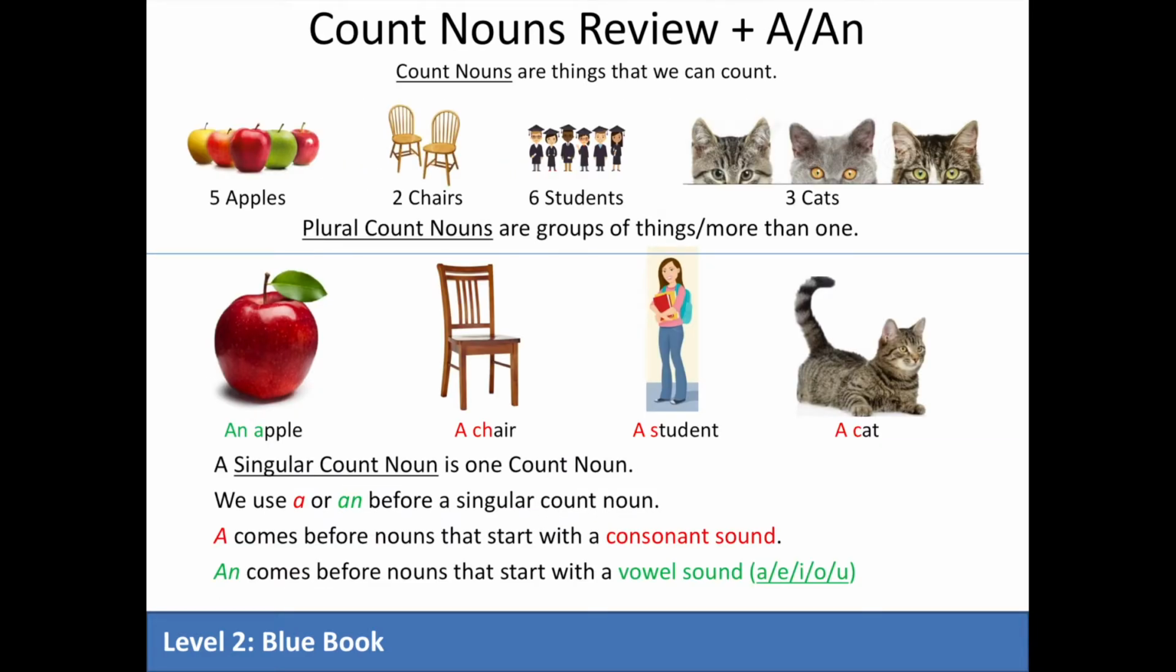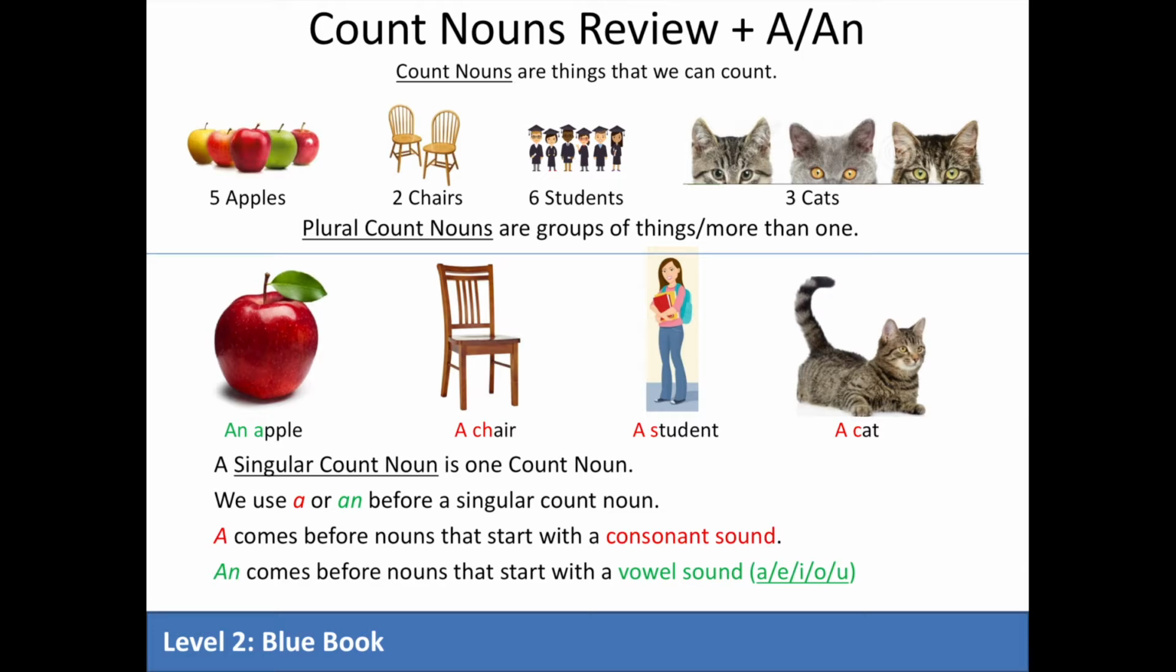Now, count nouns are things that we can count. For example, 5 apples, 2 chairs, 6 students, or 3 cats. Plural count nouns are groups of things or more than one. So we usually have an S on the noun.